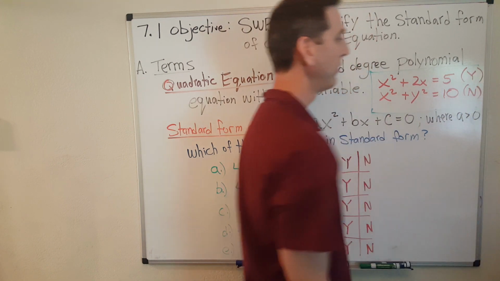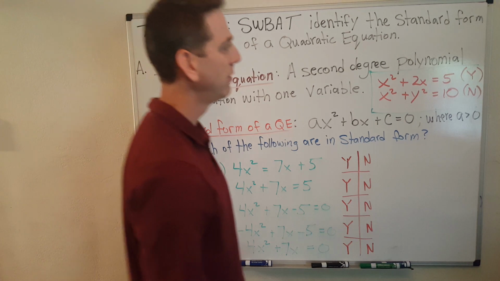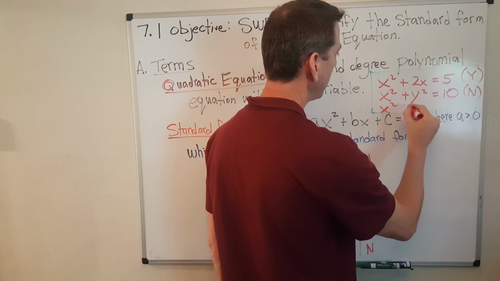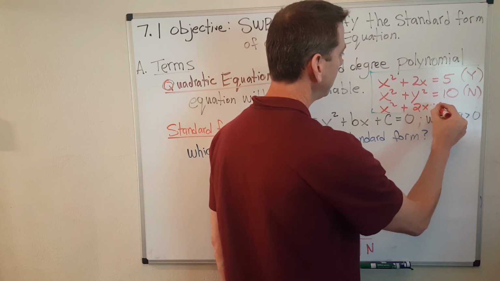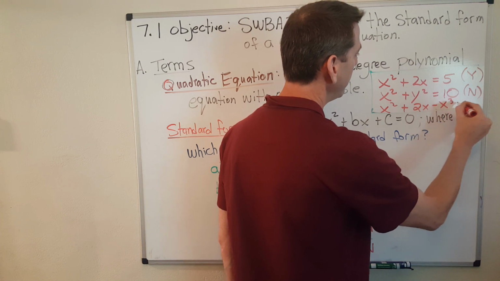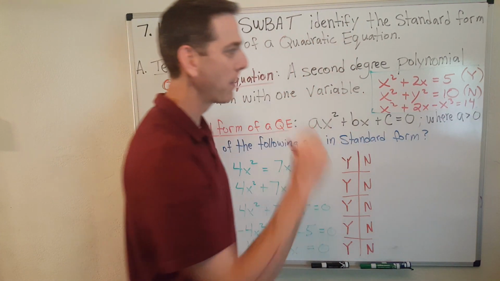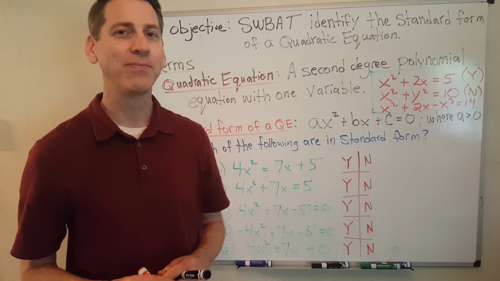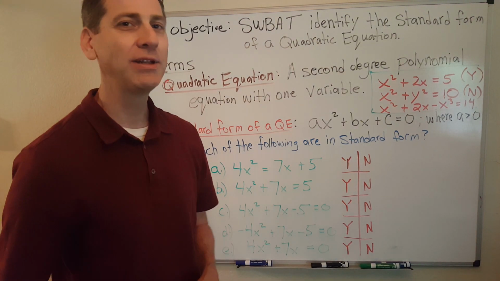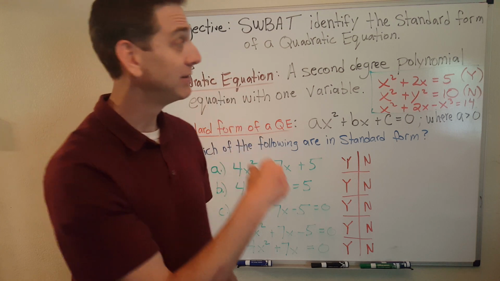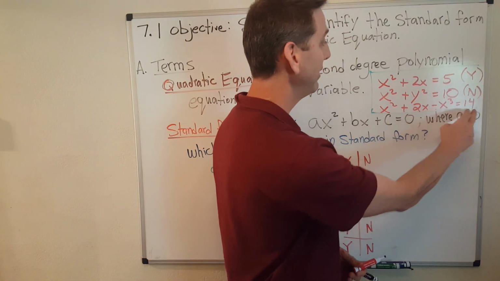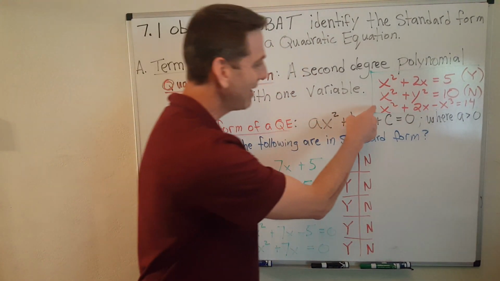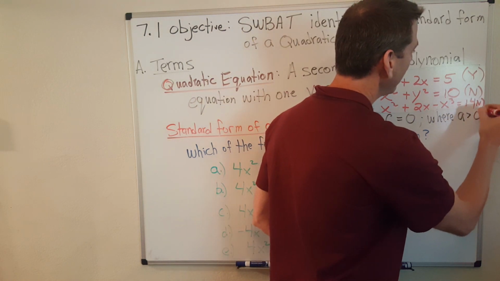It looks like we have room for one more. Let's try one more. Say if I went x squared plus 2x minus x to the third equals 14. Is that a quadratic equation? Go ahead and pause the video. Give me a yes or a no. All right, well, let's see. Is it a second degree equation? Well, it's got one variable and it's an equation, but look, it's a third degree equation. So this is not a quadratic equation.